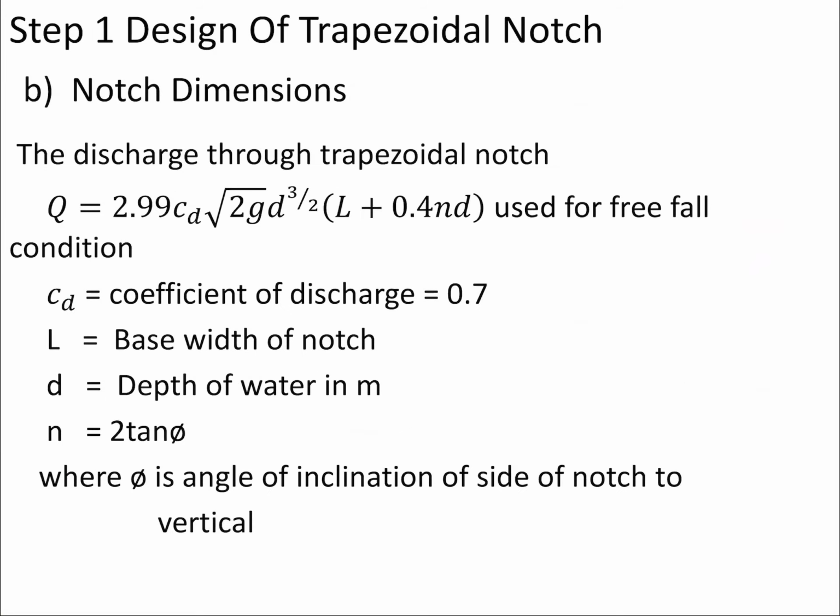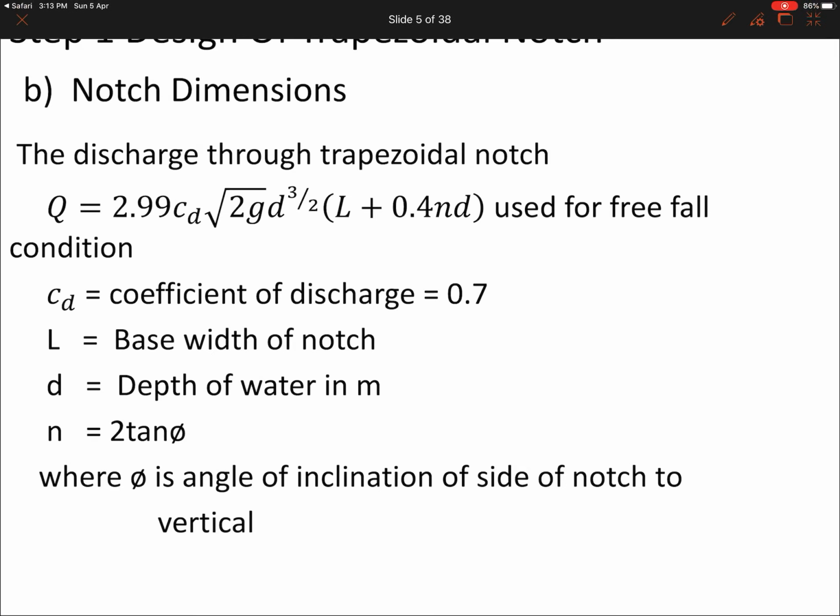Next, for free fall condition, the discharge through the trapezoidal notch is given by the equation Q = 2.99 CD root 2g D raised to 3 by 2 into (L + 0.4 ND), where CD is the coefficient of discharge, usually taken as 0.7. L is equal to base width of the notch. D is depth of the water in meter. N is equal to 2 tan theta, where theta is the angle of inclination of the side of the notch to the vertical, which means this is our trapezoidal notch, right? So this angle is theta.